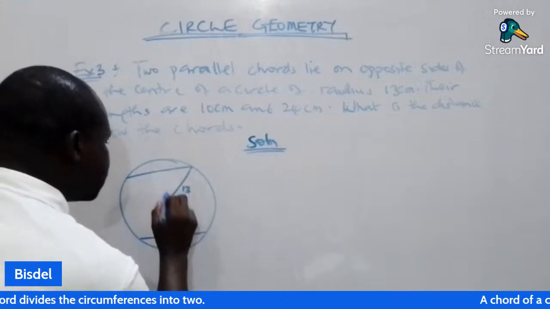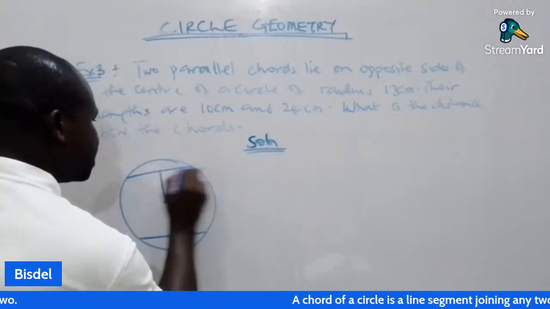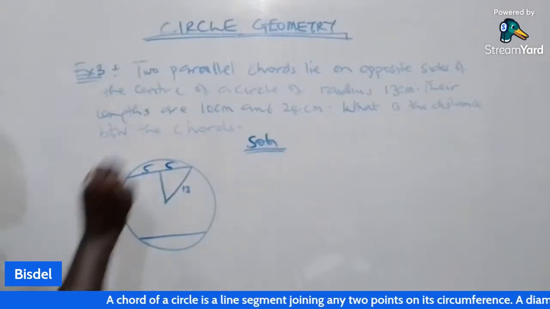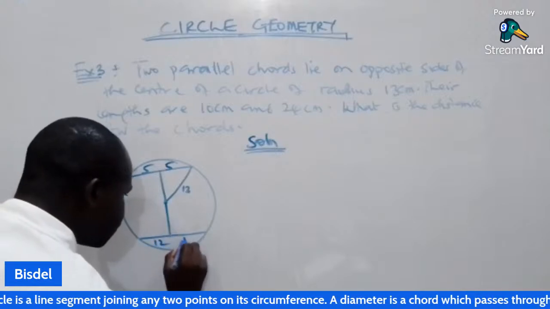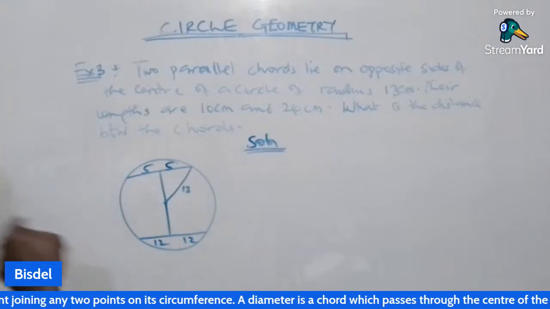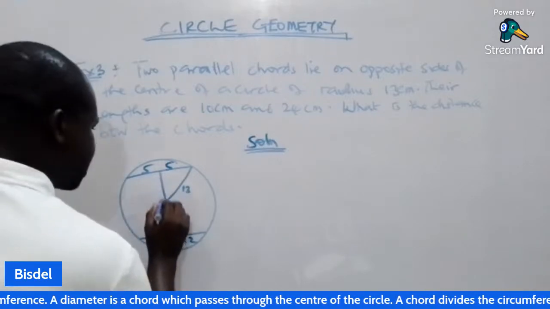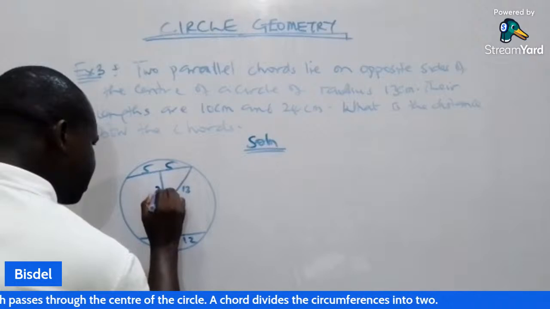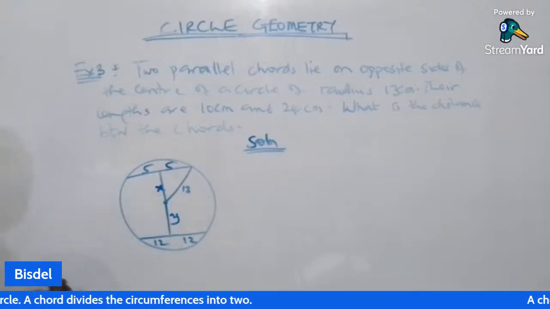So let's say this is the first chord with 10. The line from the center will divide that 10 into 5 and 5. Then the second one is 24. The line from the center will divide that chord into 12 and 12. So the question says, what is the distance between them? Let's say the distance from the center to the first one is x, and to the second one is y. So we want to find x and y.